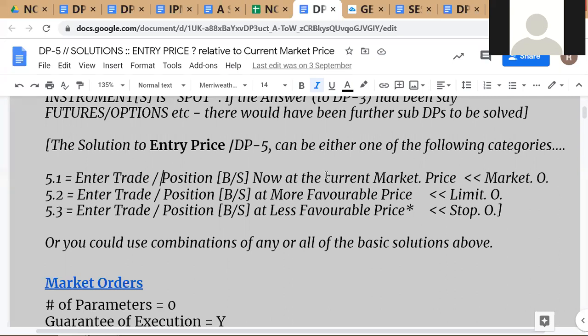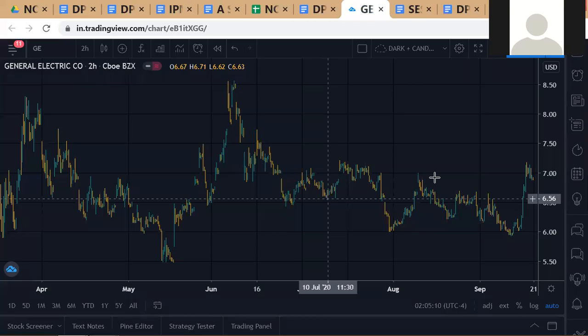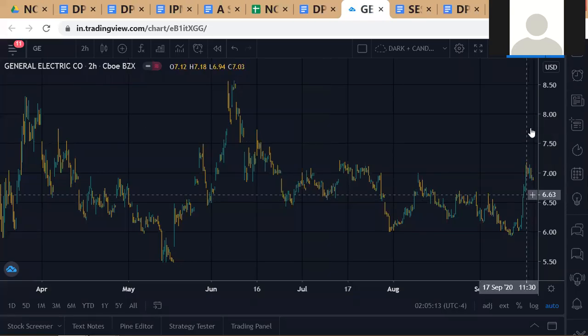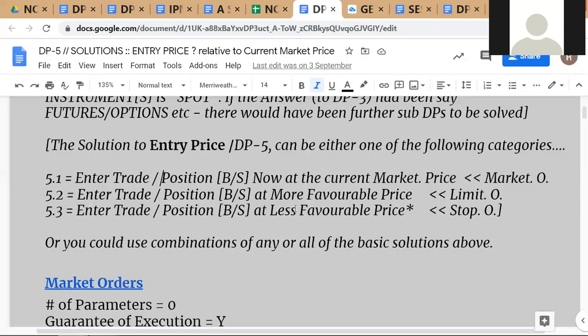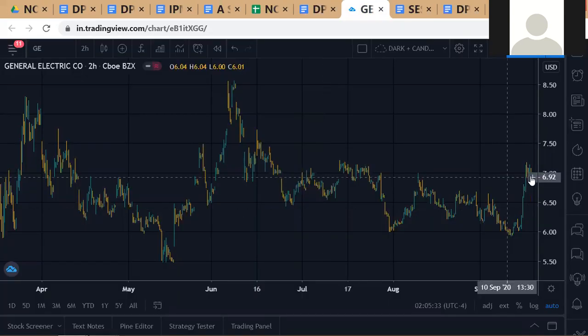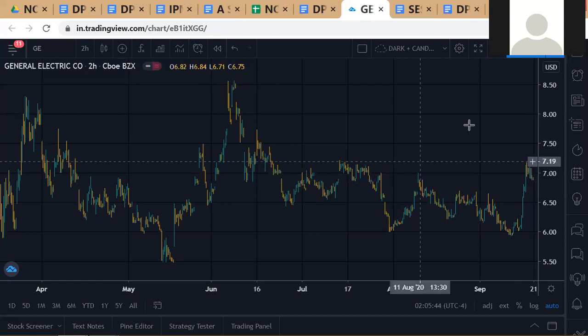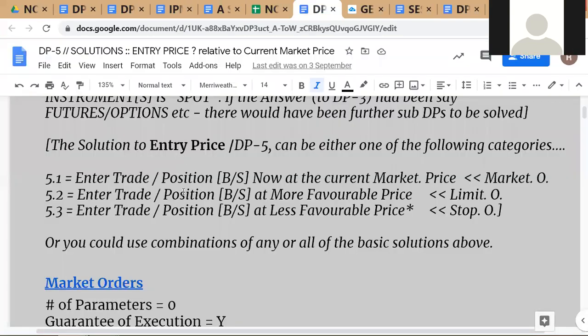When you talk about limit orders, when I was showing you Facebook, I was showing you an entry price lower than the current market, because we were talking about a buyer. Now when I'm showing you GE, we are talking about a seller, so I'm showing you an entry price through a limit order which is higher than the current market. That's why I don't use words like higher and lower here. I say more favorable. Both cases are more favorable, because if I'm a seller, it's better for me to sell at 8 than to sell at 7. If I'm a buyer, it's better for me to buy at 220 than to buy at 253 on the Facebook chart. So that's what is meant here.